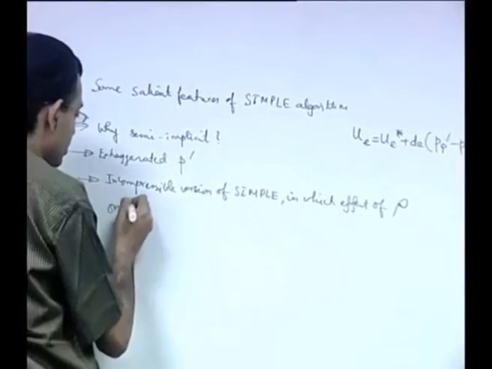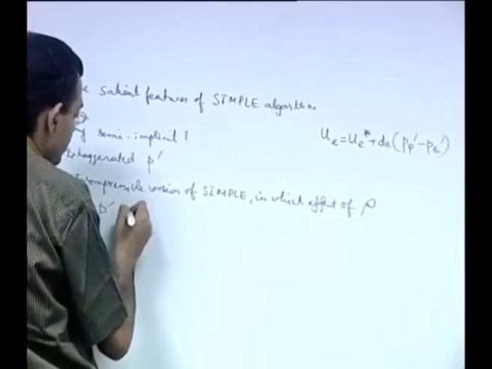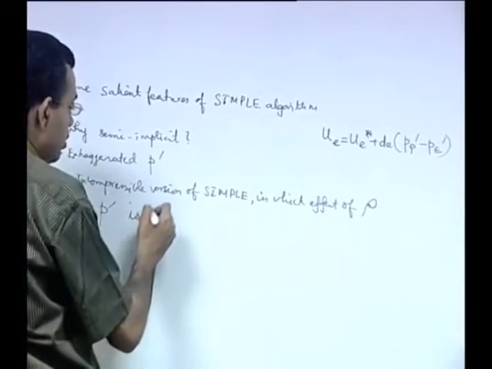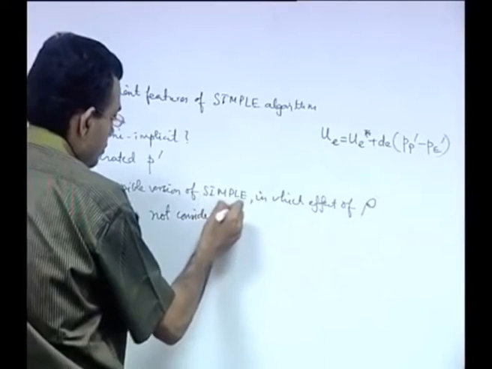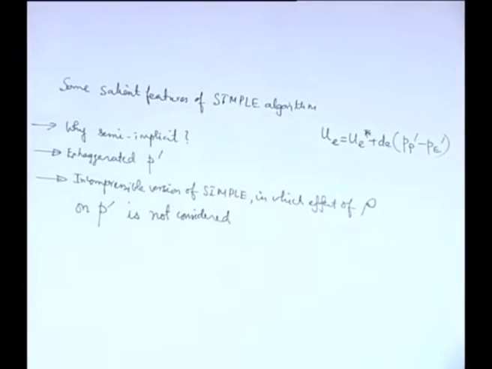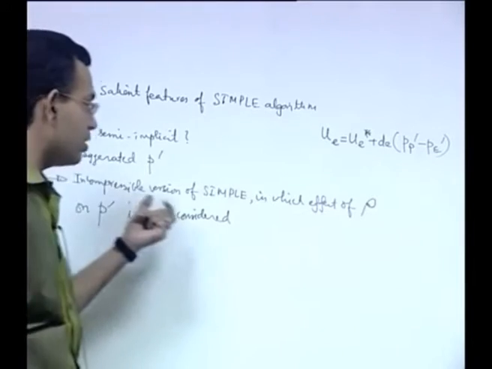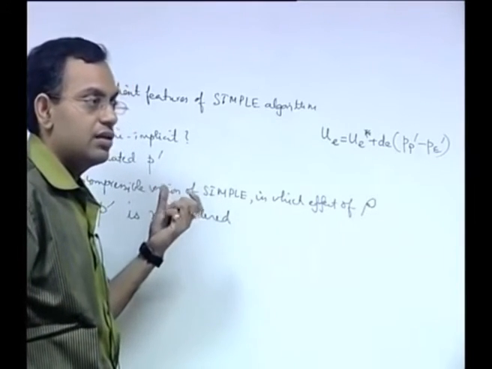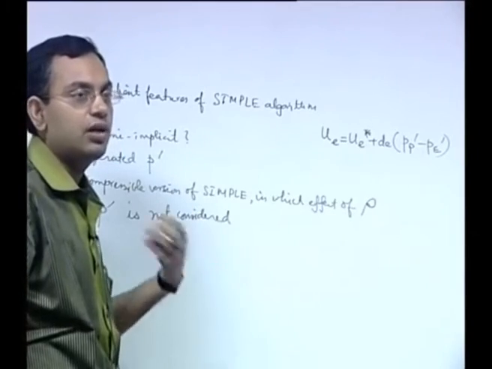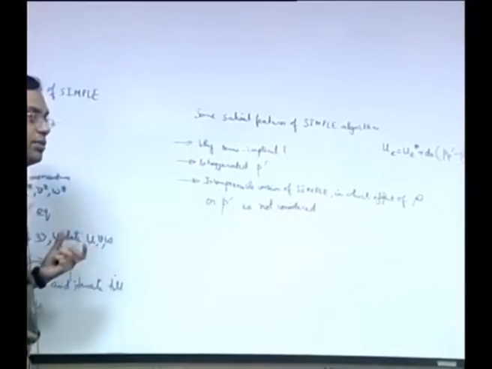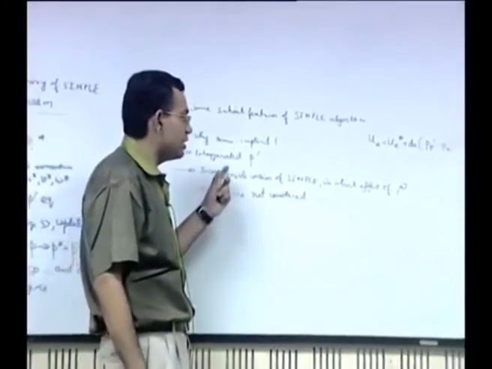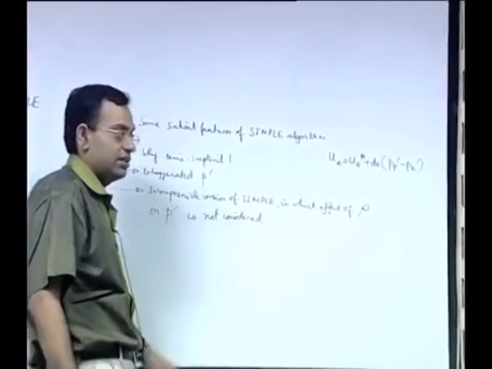The effect of density on pressure correction is not considered. So, we have to keep in mind that the SIMPLE algorithm that we have described needs to be suitably extended for compressible flows. It is not otherwise fit for compressible flows because of the non consideration of the density dependence on pressure correction.